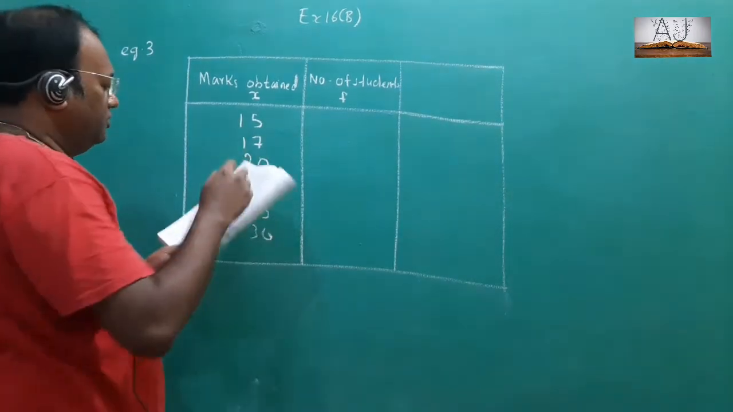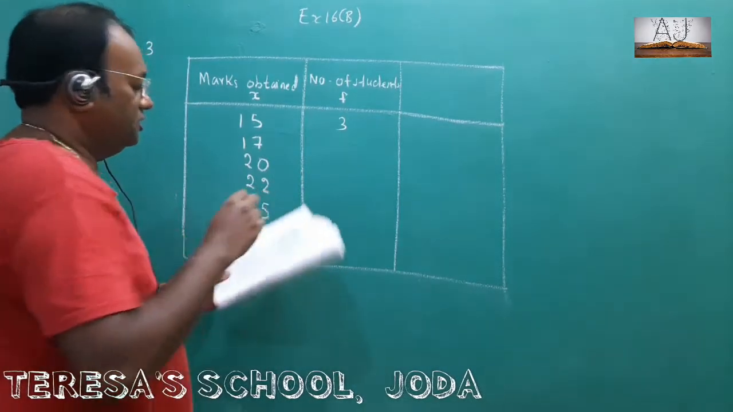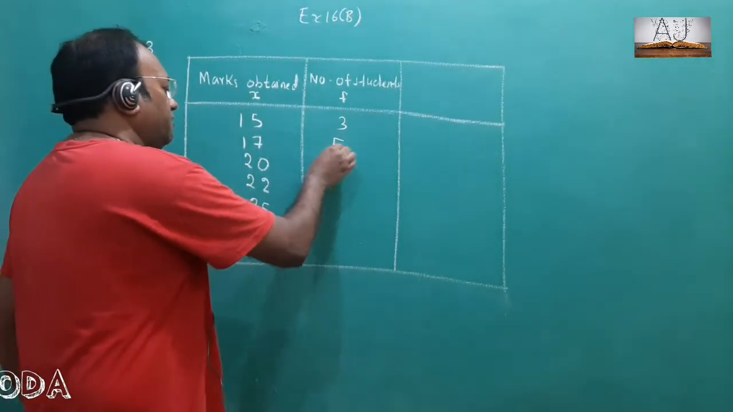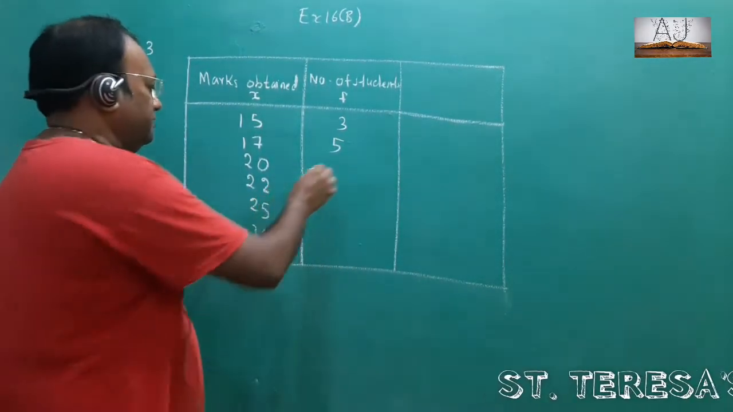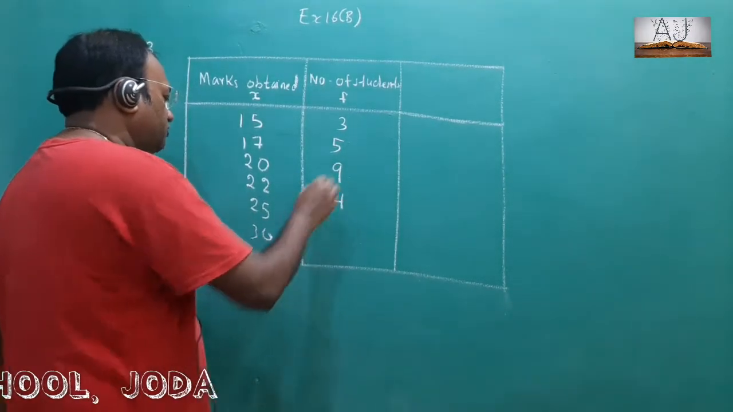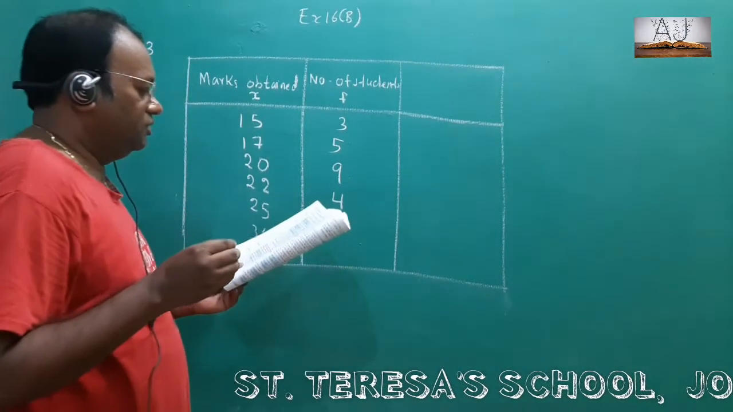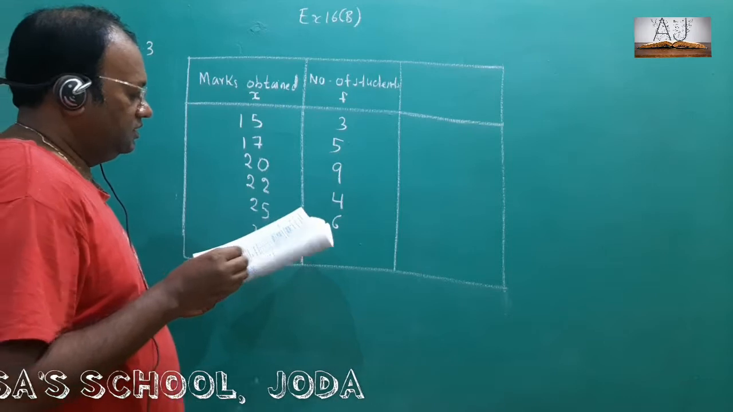What is the frequency of 15? The frequency of 15 is 3. So you have to write here 3. What is the frequency of 17? 5. So you have to write 5. Frequency of 20? 9. Frequency of 22 is 4. So you have to write here 4. Frequency of 25 is 6. And similarly, frequency of 30 is 10.